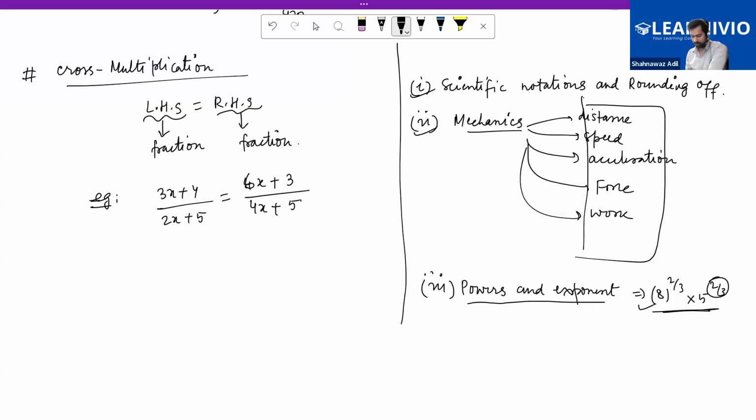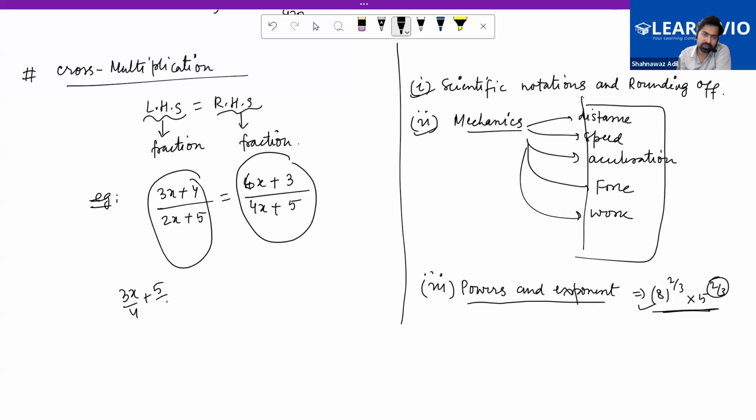So we have this question. In the left hand side we have a fraction, and in the right hand side we have a fraction. But if we have these kinds of questions, in this one you cannot use cross multiplication. So both sides should be a proper fraction. Then only you can use the idea of cross multiplication, right?